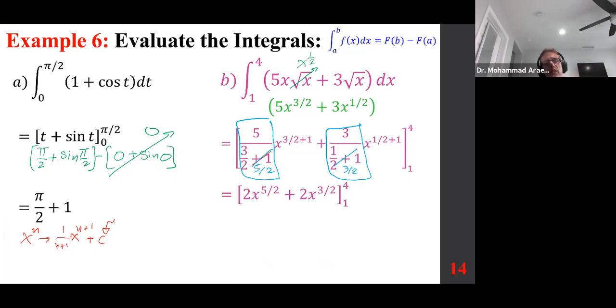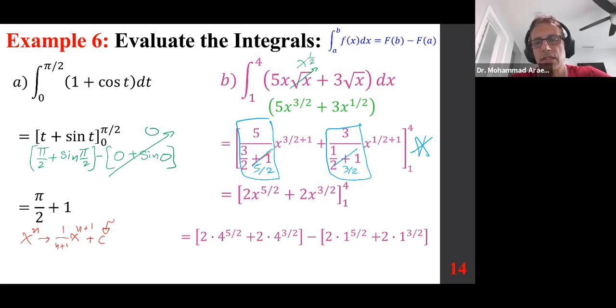Again, we are done with calculus. Remember, the calculus step is this one with the asterisk only. Plug in number 4, evaluated. Plug in number 1, evaluated. So let's do that, everybody. Let's plug in number 4. Let's plug in number 1. We want to see what we end up with.